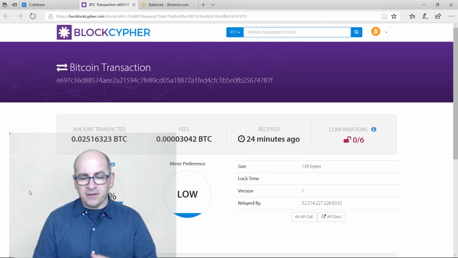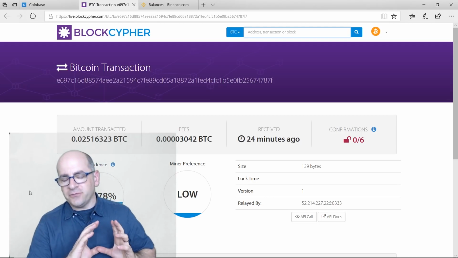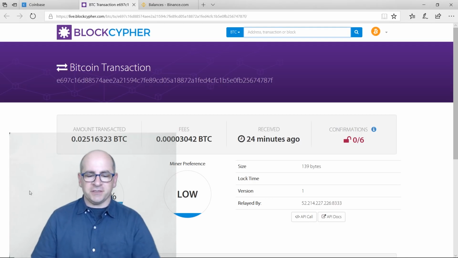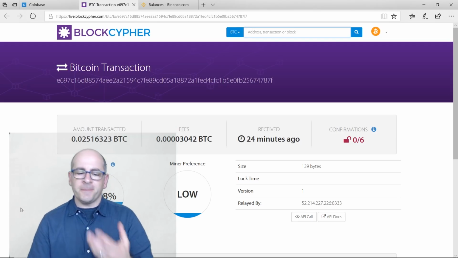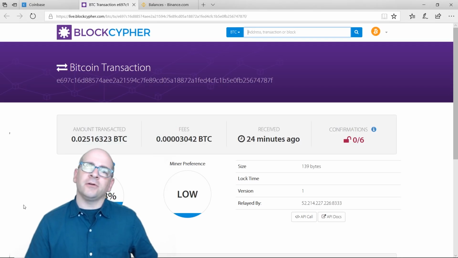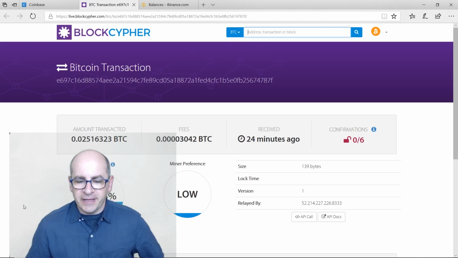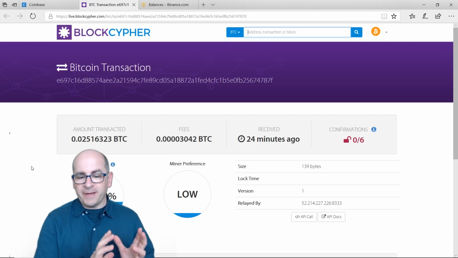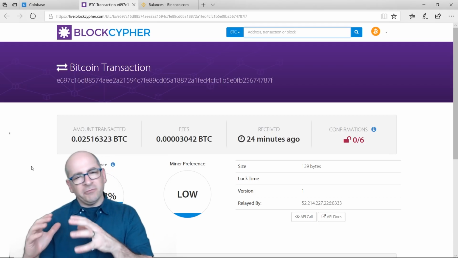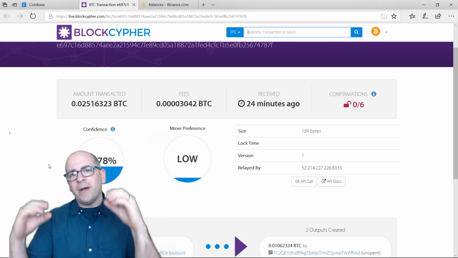You see here, GDAX is sending out these transactions with very minimal fees. This amount of Bitcoin right here is worth about $239 at the current price of Bitcoin of around 9,300. However, the fees that GDAX included is around 29 cents. It's a really low fee. So it's getting the minor preferences, low minor preferences.